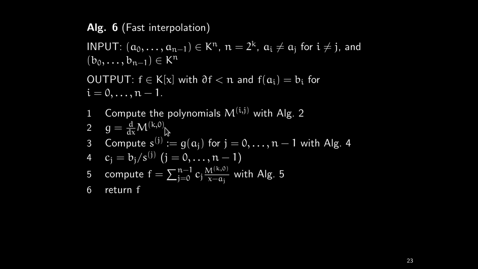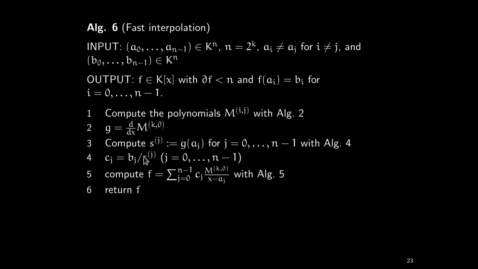Then you compute the derivative of the polynomial in the root of the multiplication tree. And this is again an easy thing to do. This takes linear time. You just have to run through the coefficients, shift them, and multiply them by something. So this is cheap. Now you compute the s's as the values of this derivative g at all the a's. You can do this with fast evaluation. So this takes again O(M(n) log n) time. So we are still in business.